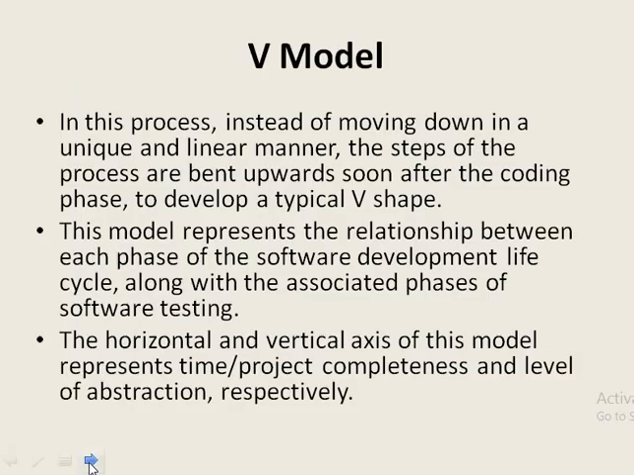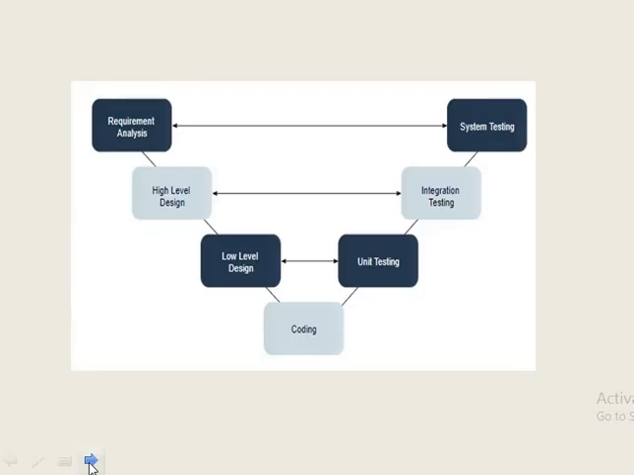So here there will be a relationship between each phase of the software development life cycle along with the associated phases of software testing. So we have seen different horizontal and vertical lines in the pictorial representation. So this horizontal and vertical axis of this model represents time or project completeness and level of abstraction respectively. So here the first phase is requirement analysis, and after the requirement analysis phase is completed, then it begins the high level design phase. Then after it completes, low level design phase will begin, and next comes the coding phase.